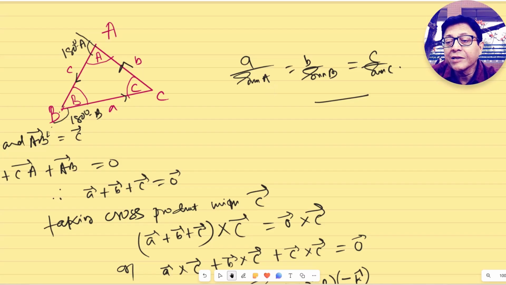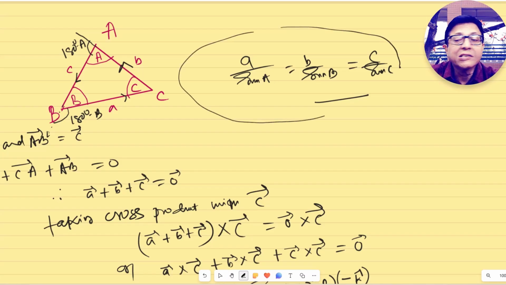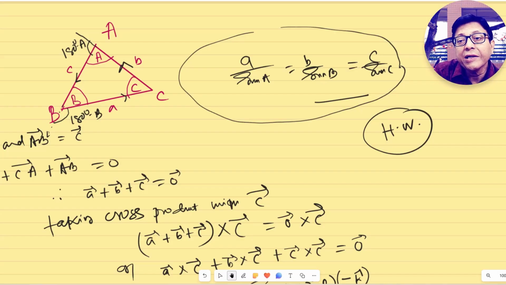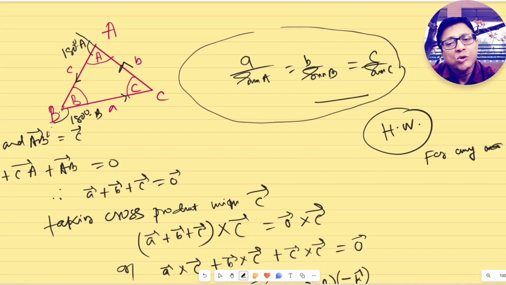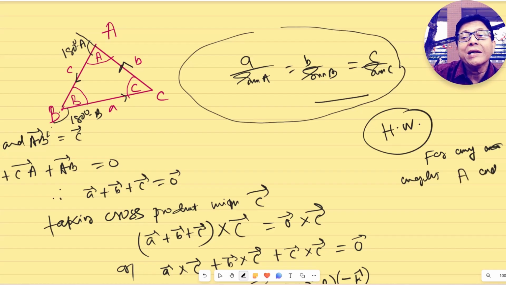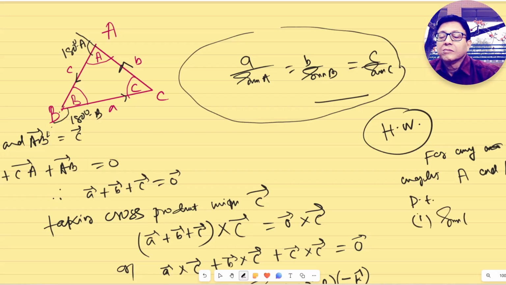Now, the question is, if you got this B by sin B equal to A by sin A, then how to get the other? I mean, you have related A by sin A with B by sin B, and the rule is it is C by sin C. How to get this? One similar thing: take the cross product with the vector B. Then you can relate A and C, and from there you can prove it. Hope you will be able to do this. Okay? So sine rule is proved.